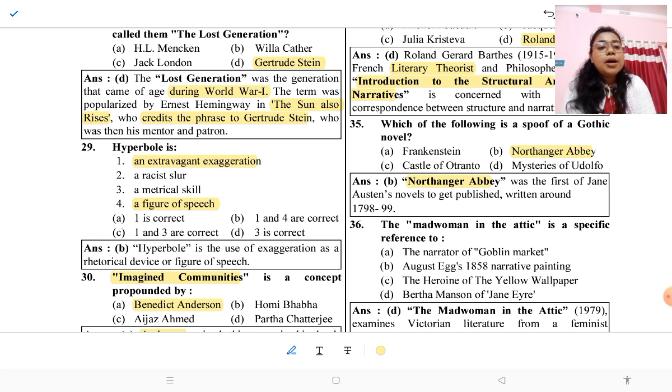It was the first of Jane Austen's novels to get published, and was written around 1798 to 99. So here Jane Austen tried to criticize the Gothic novel genre. And the others, like Frankenstein, The Castle of Otranto, and The Mysteries of Udolpho, are Gothic novels. Frankenstein is not strictly a Gothic novel, but it has a hint of Gothicness.